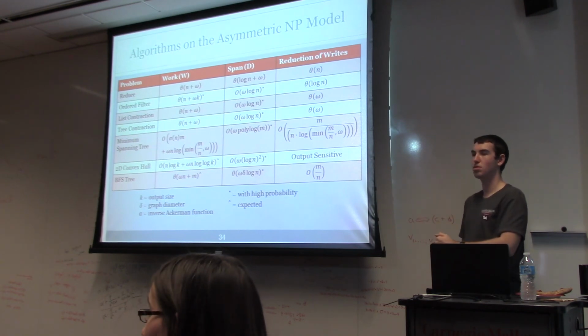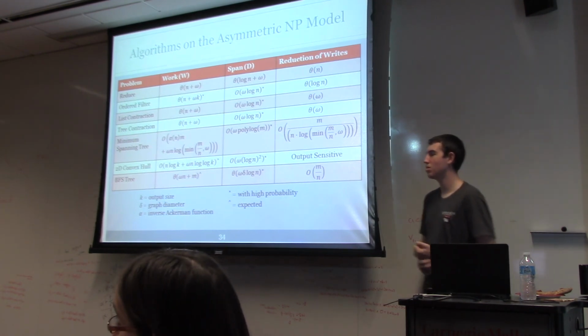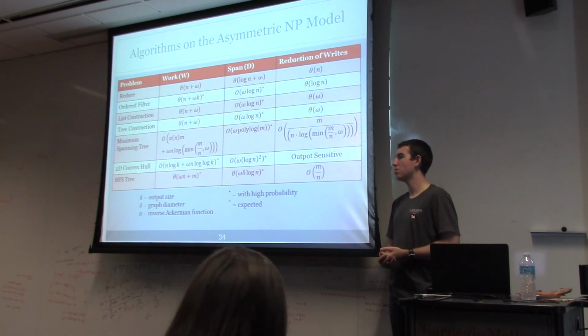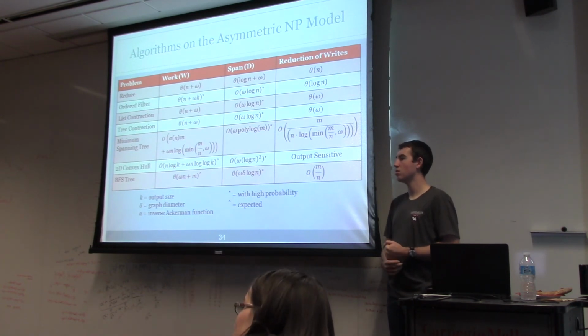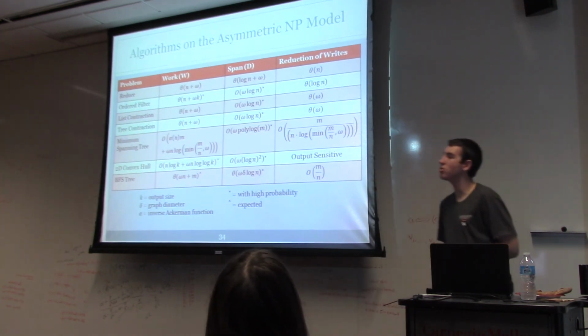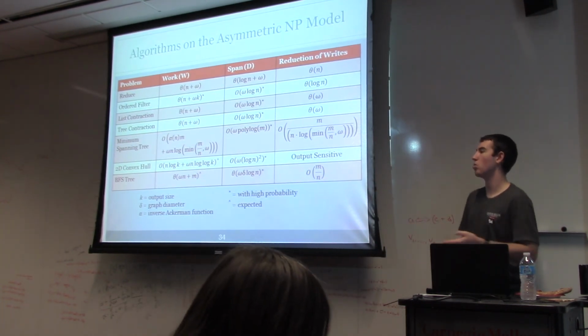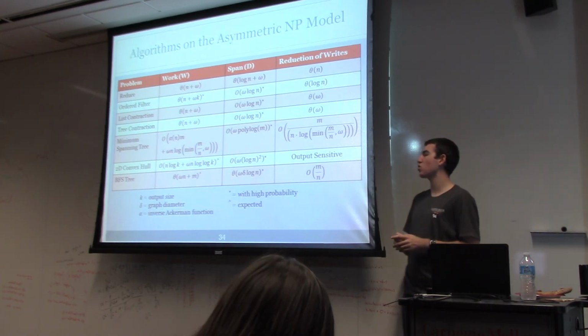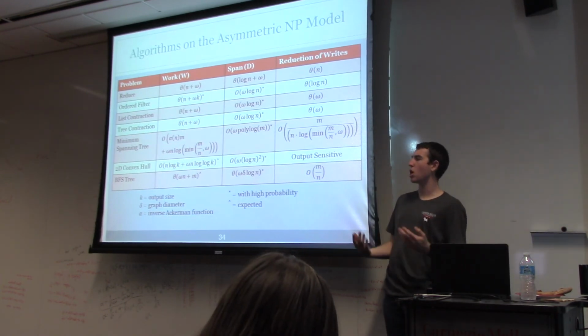Any more questions? Do you have any idea of how big omega might be in practice? Like, is it around 10? Is it around 1,000? So depending on whether you care about energy, bandwidth, or latency, we've seen omegas that range from like 20 to a couple hundred.